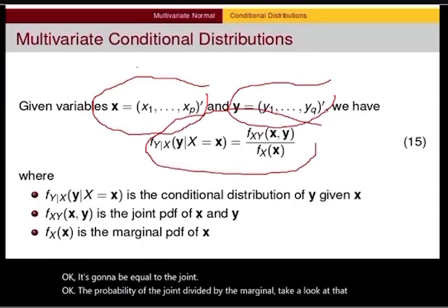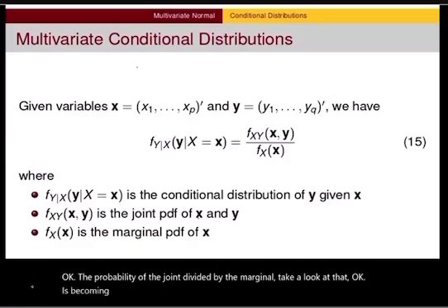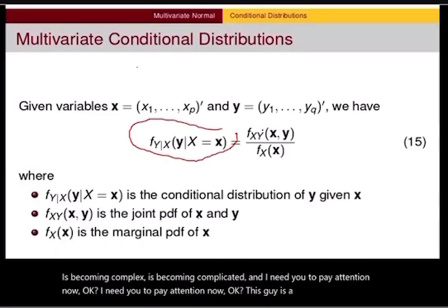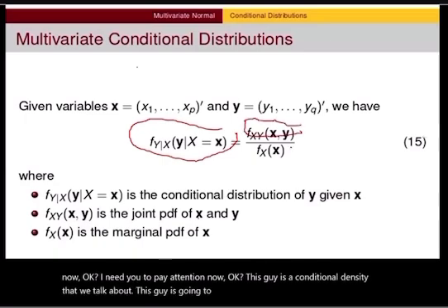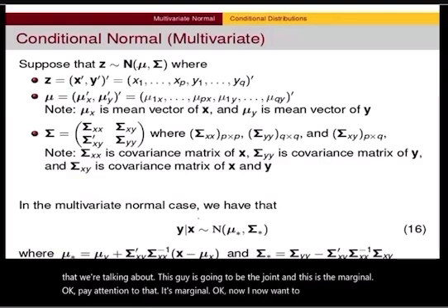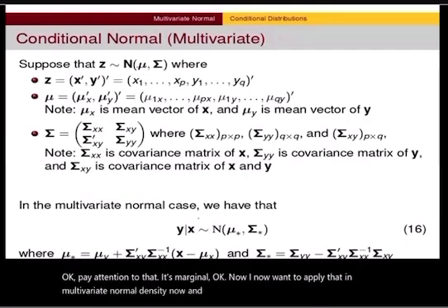Now it's becoming complex. It's becoming complicated, and I need you to pay attention now. This is the conditional density that we're talking about. This is going to be the joint, and this is the marginal. Pay attention to that. Now I want to apply that to the multivariate normal density, and I want us to pay attention now.